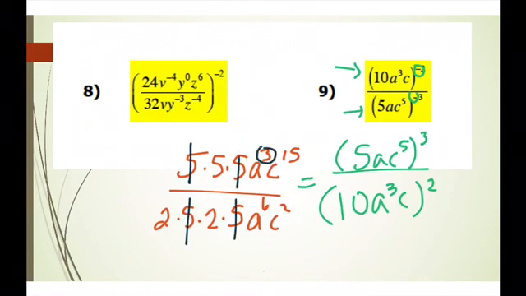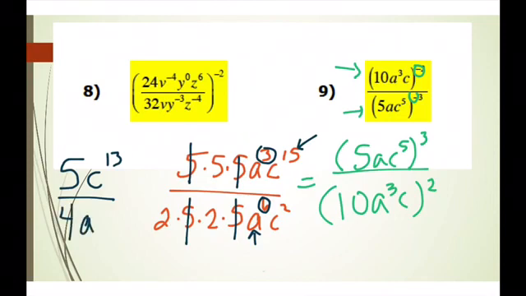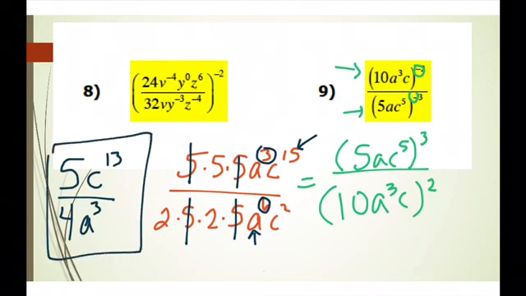I've got a to the 3rd over a to the 6th, so I have extra 3 down here on the bottom. And I have extras on the top for the c. So what I'm going to have is 5, and then c to the 13th on the top, over 2 times 2 is 4, and then a to the 3rd is what I've got left over on the bottom, and that is my final answer. So it comes out looking a lot better than it did originally, but that's how you simplify those.